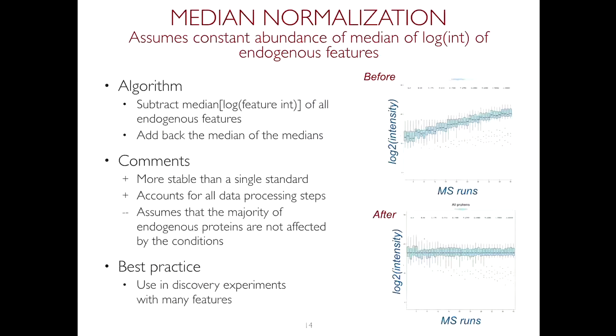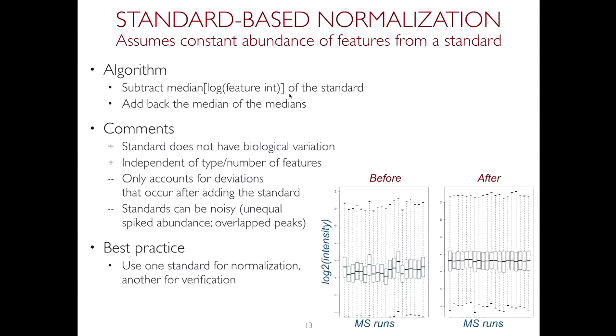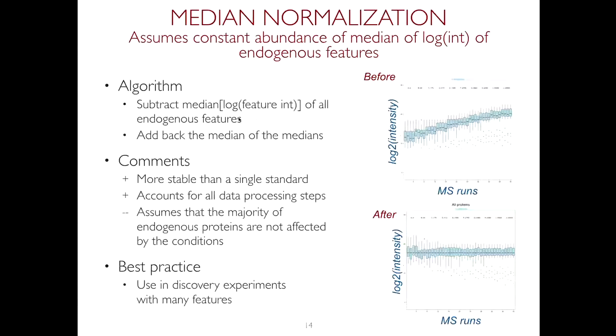But the problem, and so the algorithm is, we subtract the median of all the feature intensities. Before, we subtracted the median of the standard, and now we subtract the median of all the features, and then we again add back the median of the medians to preserve the scale. It's good because the median of everything is much more stable than a single standard, and it accounts for everything, because it works with the endogenous sample. But the disadvantage is that it assumes that the majority of the endogenous proteins are not affected. And so it may or may not be the case. Depending on the experiment, you may actually have a lot of changes.